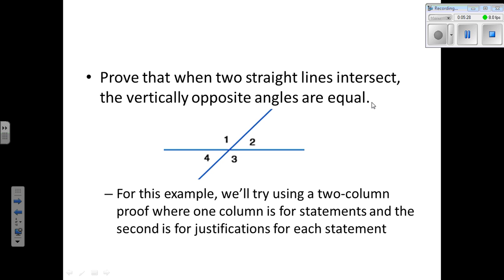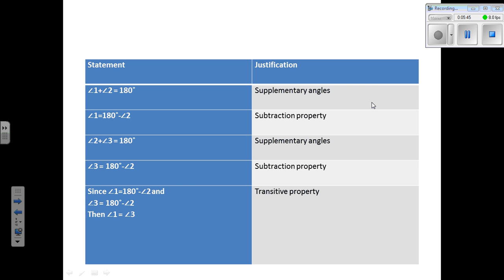So, let's try our next one. Prove that when two straight lines intersect, the vertically opposite angles are equal. For example, we'll try using two-column proof where one column is for statements and the second is for justifications of each statement. So, statement.